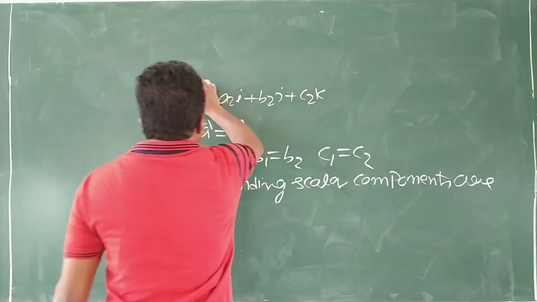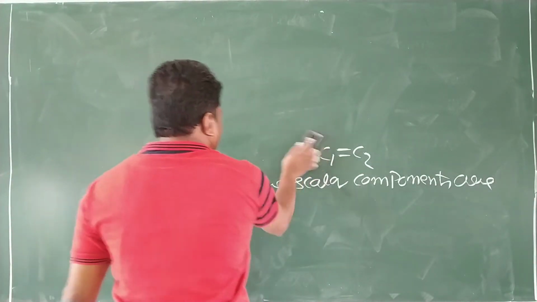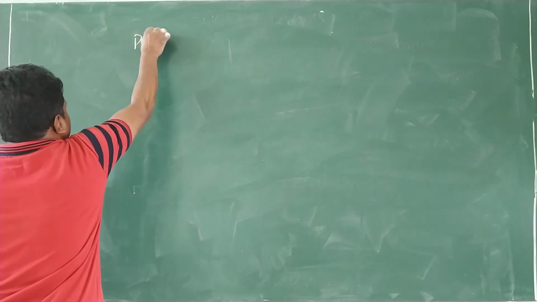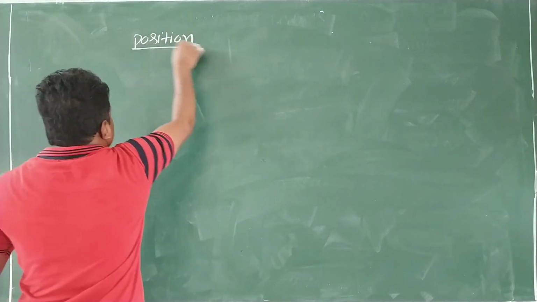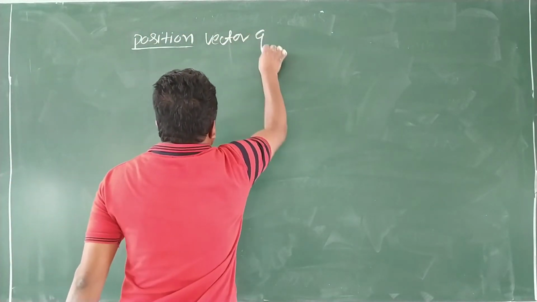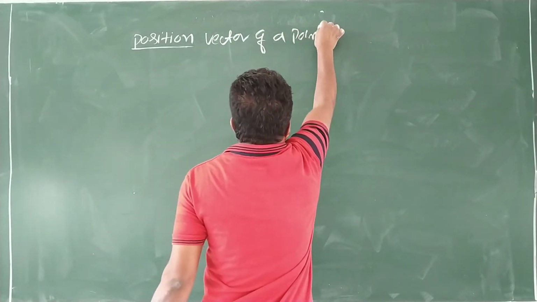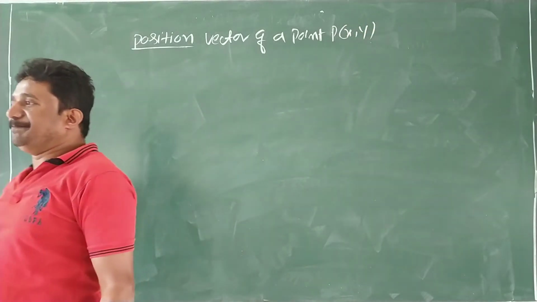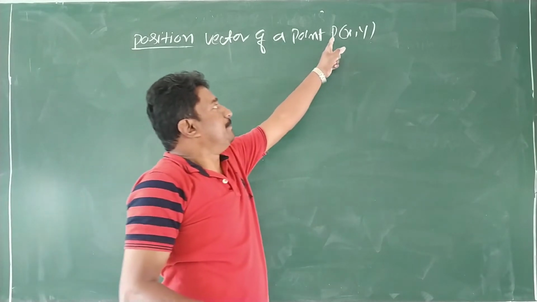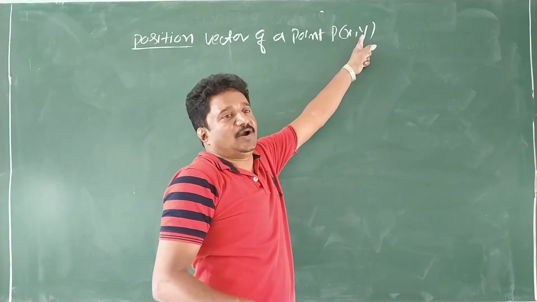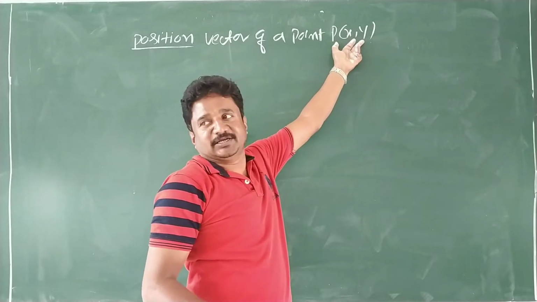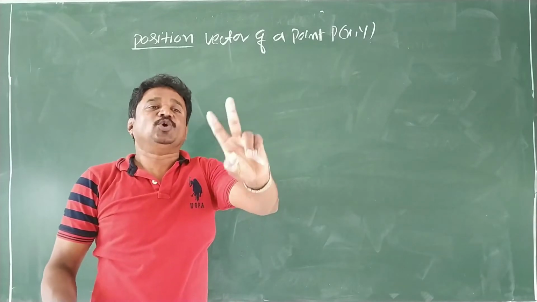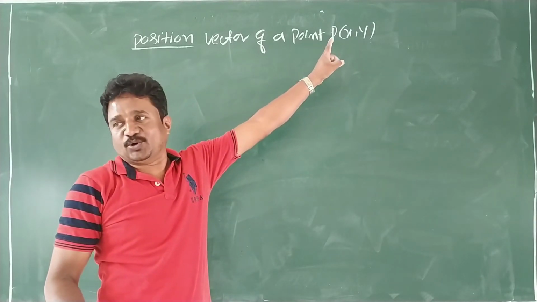Position vector of a point P(x, y). Look at this, students. P(x, y), we have only an x value and a y value. It's a two-dimensional point, a 2D point, not a 3D point. A 3D point means there must be three coordinates. A 2D point means we have only two coordinates, right?